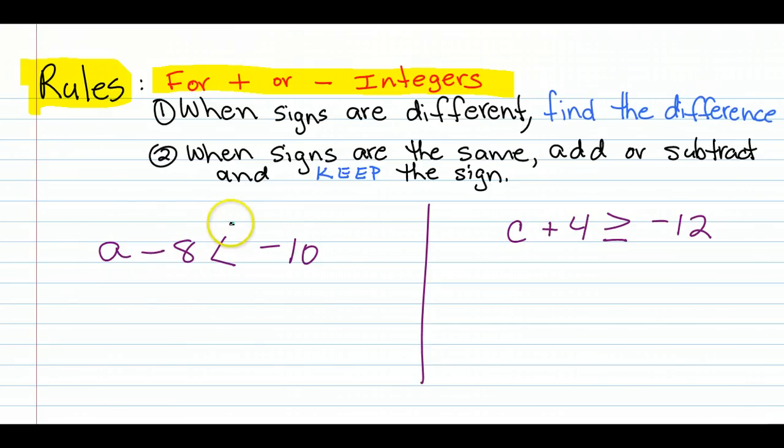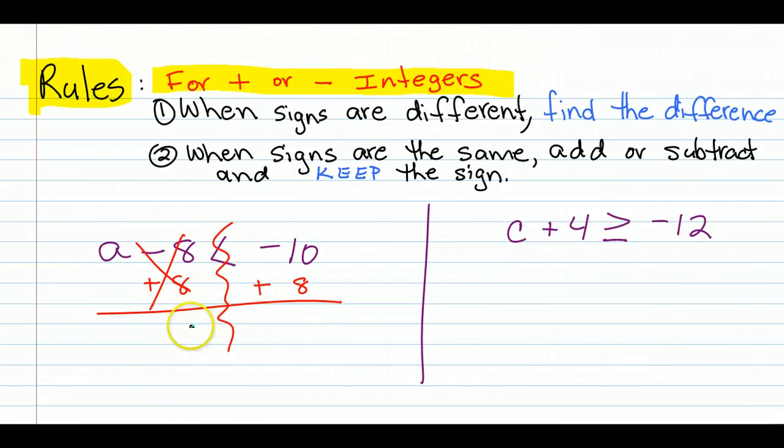We've got squiggle, squiggle, squiggle. All right, I'm going to do the opposite. We've got a -8, so I'm going to add a +8 to both sides. This goes away. I'm left with A, and don't forget, is less than.